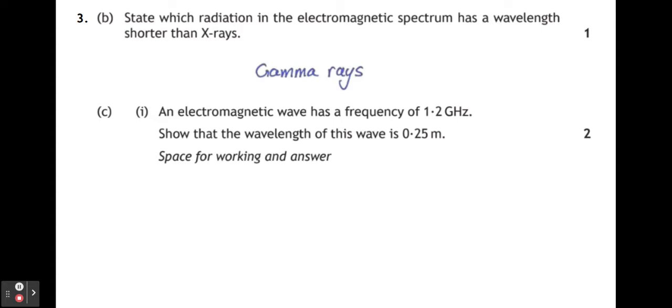See Part 1. An electromagnetic wave has a frequency of 1.2 gigahertz. Show that the wavelength of this wave is 0.25 meters. So I'll pause here and you try and work this out.